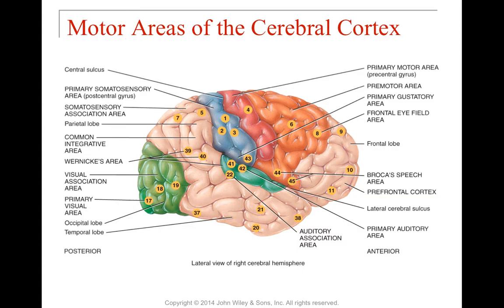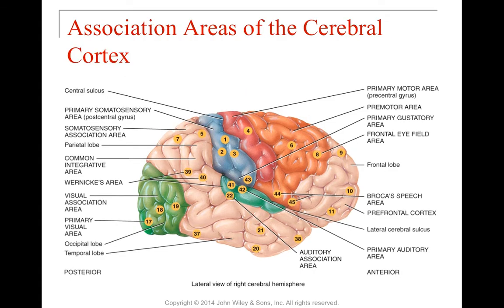We also have motor areas. The motor areas are very important in governing muscular motion. Some of the motor areas include the primary motor area, which is involved in voluntary contractions of different skeletal muscles, and the Broca's speech area, which coordinates the muscles of speech.